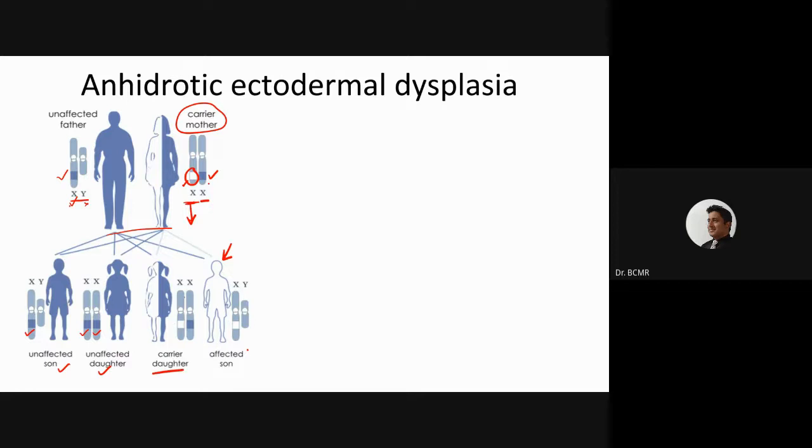The daughter, however, if she receives one defective X chromosome from the mother and the functional one from the father, then like her mother, she would be a carrier.